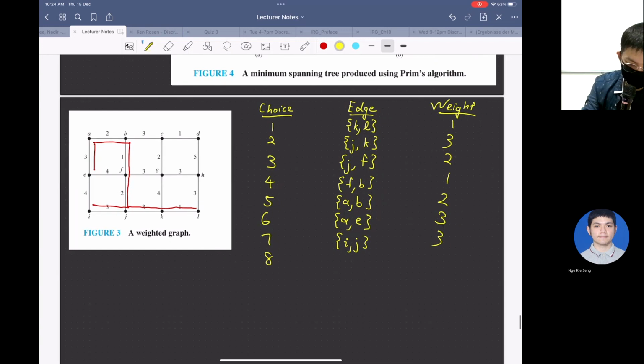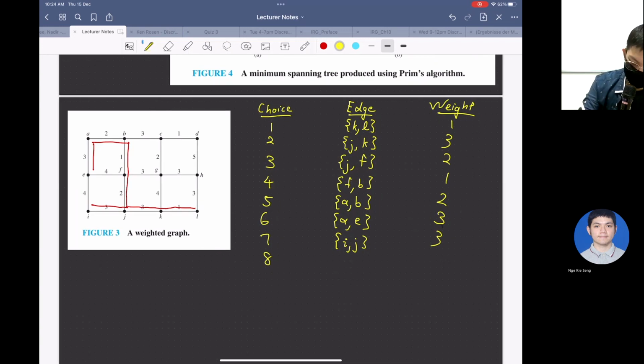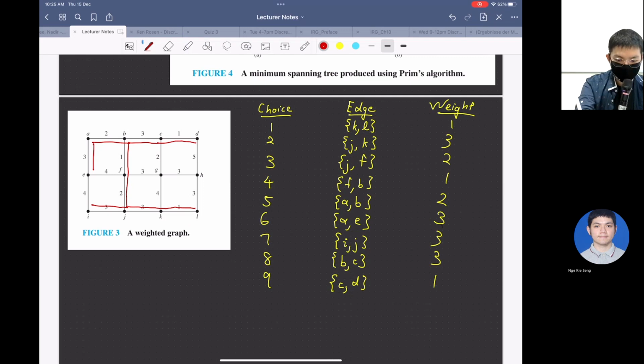And what's next? What's next you want? BC. Okay. BC is 3. Next. CD. This one is important, you see? This one, if you pick wrong, then you'll be wrong. Then you got 1, 2, 3, 3. So you have to pick 1. Okay. There's no choice here. You need to pick 1 here. Next. CG. Okay. Yeah. Here you also have no choice because 2 is the least one.